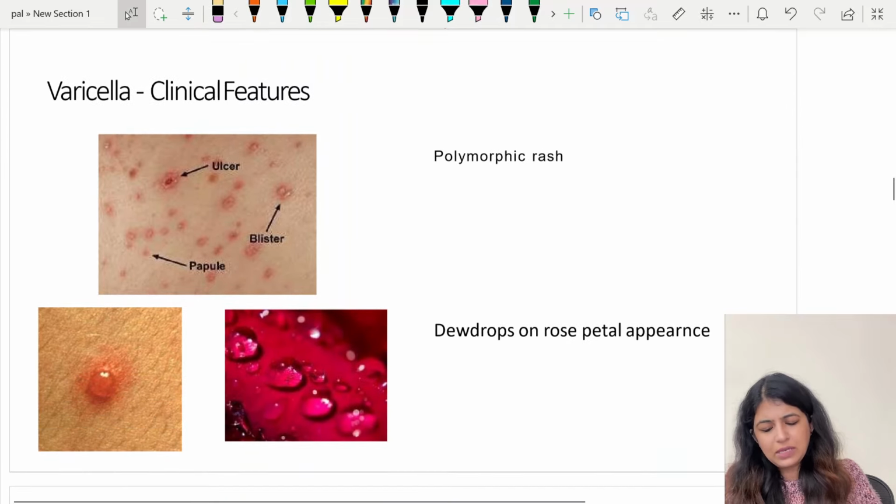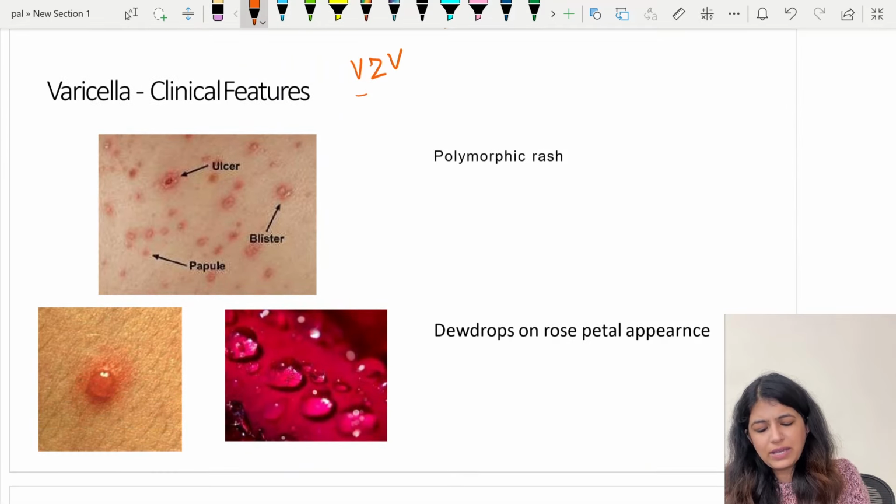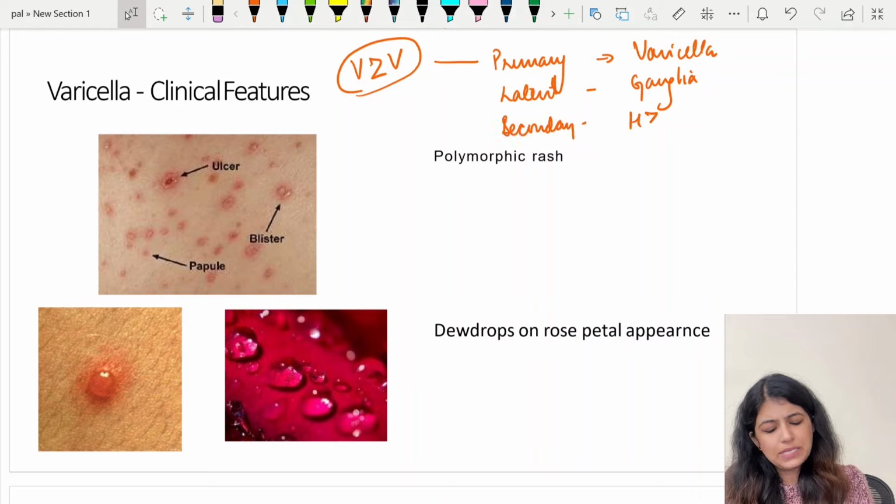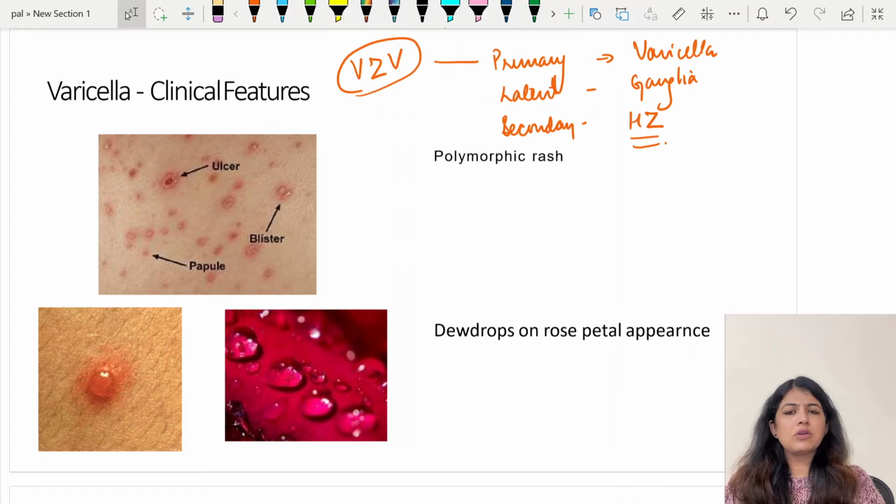Now the same virus, which is the varicella zoster virus, when it enters the skin for the first time, the primary disease is varicella. Then it goes and lies latent in the nerve root ganglia, as I just told you. And from there, when it comes out, it causes a secondary eruption, which is called herpes zoster. So if you are asked the causative virus, it is the same for both varicella and herpes zoster. That is varicella zoster virus.